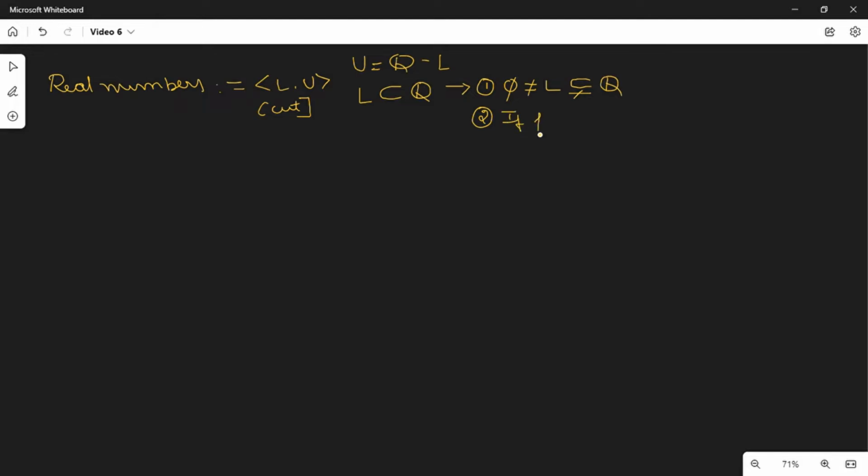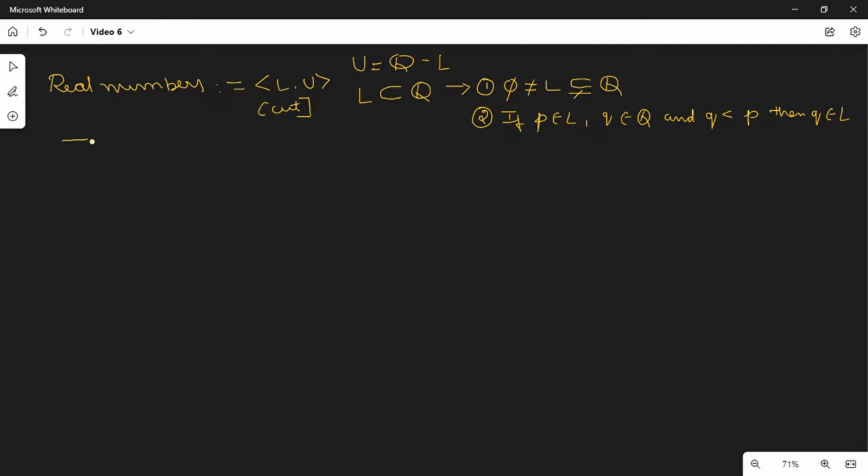if P is one of the elements in L and Q is some rational number. Note that P is one of the elements means P belongs to L, which means P is one of the rational numbers. So we have a rational number in L and we have a rational number Q, and that rational number is less than our P. Then what happens? Q is also one of the elements in L.